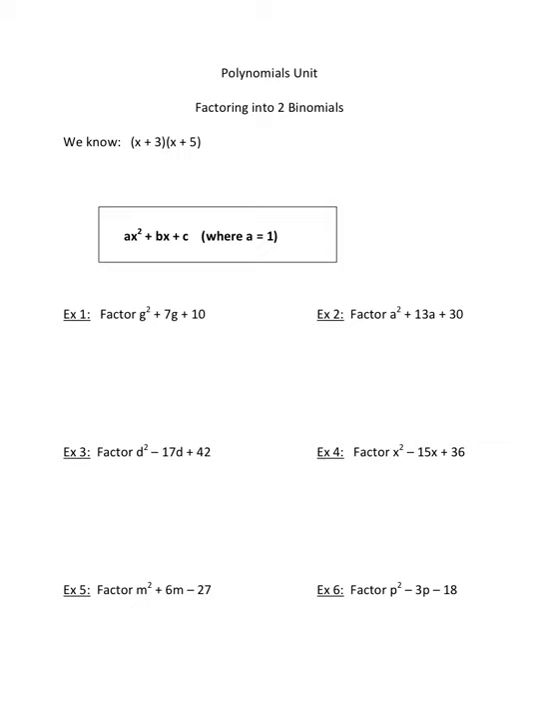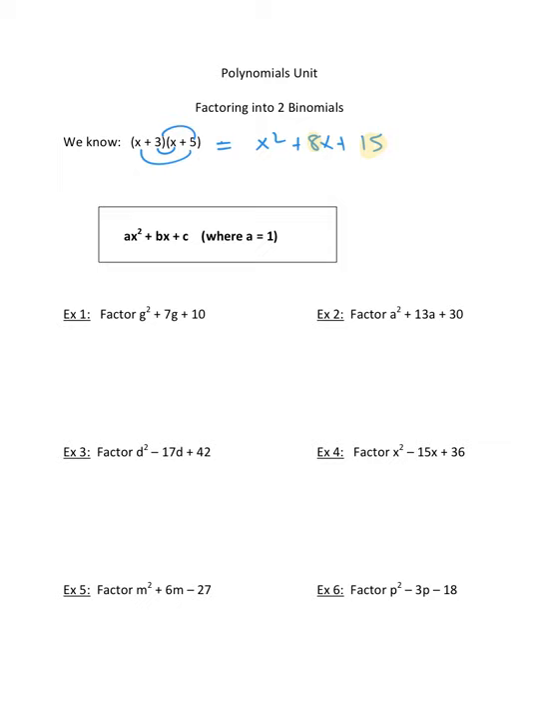using FOIL, that we're really doing four multiplications, and we end up with x squared plus, and then you do 3x and 5x, so that gives you 8x, and 3 times 5 gives you the 15. So if you look at this answer, you get a middle term of 8 and a constant of 15.